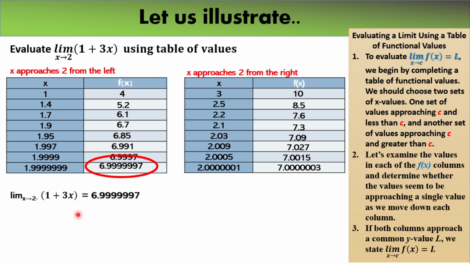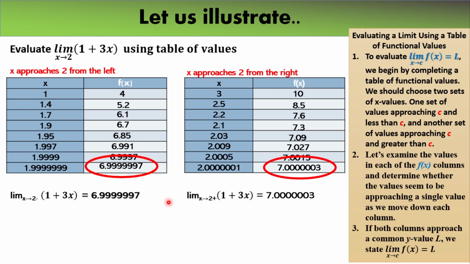Next is to examine the values of f of x as x approaches 2 from the right. So, nag-start siya ng 10 papuntang 7.0000003. So, again, we can now say that the limit of 1 plus 3x as x approaches 2 from the right naman tayo kasi positive yung sign after ng constant or after ng 2 natin. So, this is equals to 7.0000003. So, approximately 7.